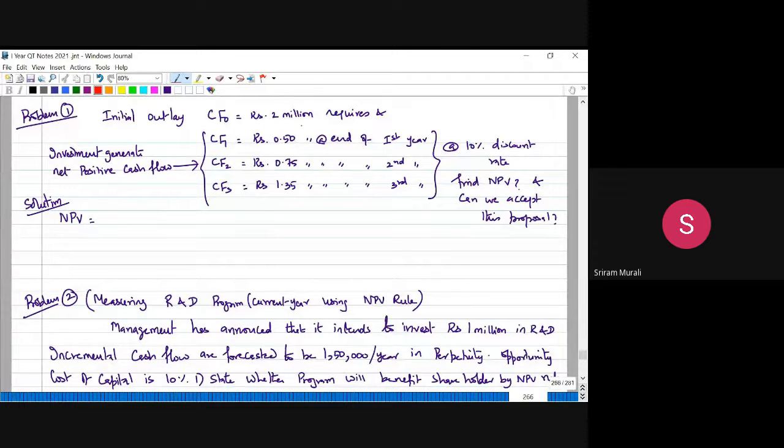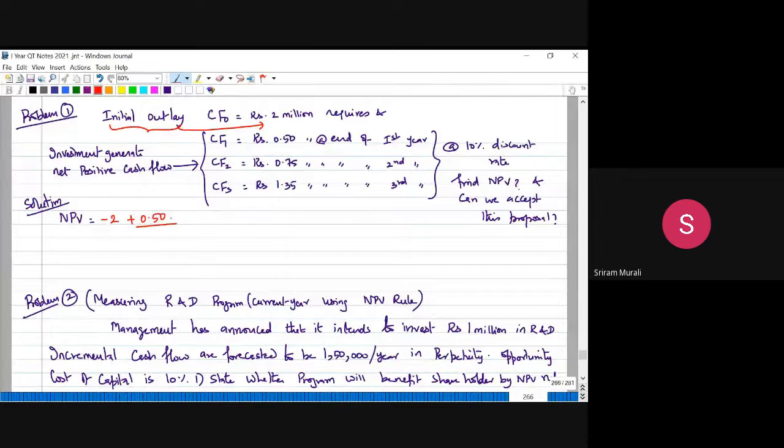Initial outlay will be 2 million. The investment generates 0.50 million, 0.75 million, 1.35 million at the end of the first, second and third year. Discount rate is 10%. NPV is to be computed, and we also have to see whether we can accept this proposal. If net present value is negative, ignore. If net present value is positive, you can consider. So what is the net present value? It is minus 2 million because it is an outflow. It requires, meaning the initial outlay is 2 million. That is why I put minus 2.